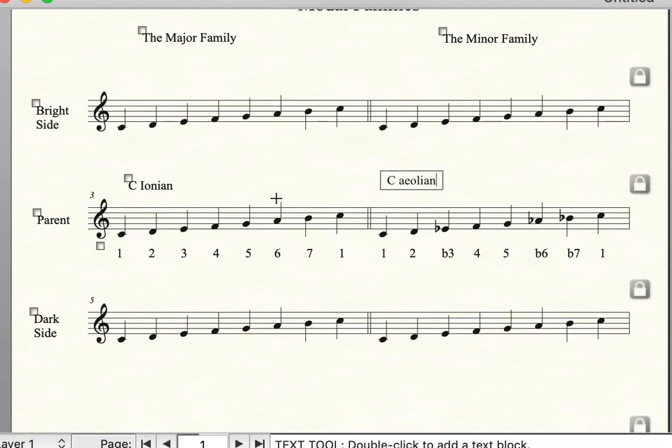In the major and minor families, then there are also brighter sides and darker sides. And maybe you even remember that in the first part of the semester, we talked about this a little bit. So, for example, there's a major mode that's a little bit brighter than major, or than Ionian, and that is Lydian. And then there's a darker major mode that's darker than Ionian, and that is Mixolydian.